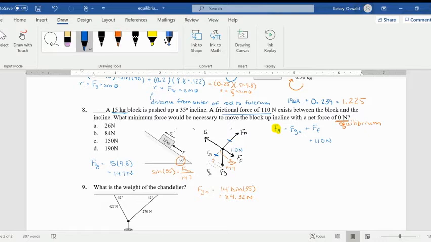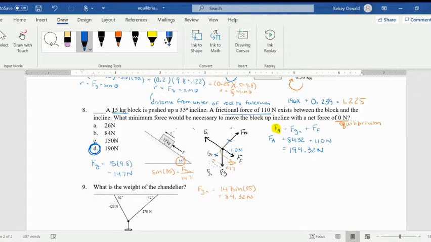So now that I know my force of gravity pulling downhill, I can add that to my force of friction to find what applied force needs to be acting uphill so that we are in equilibrium. And when I do this, I'm going to get an applied force of 194.32 newtons. Okay. If you look at our options, we can see they only use two sig figs, so we're going to choose option D here.